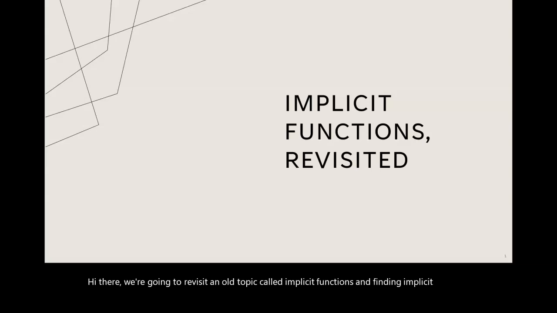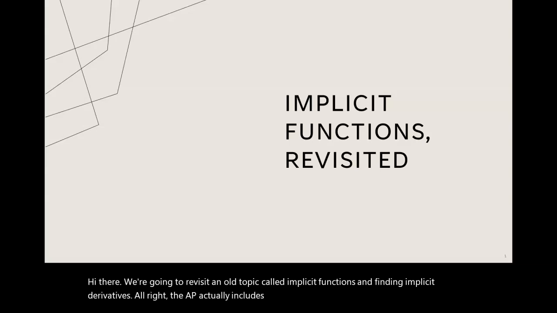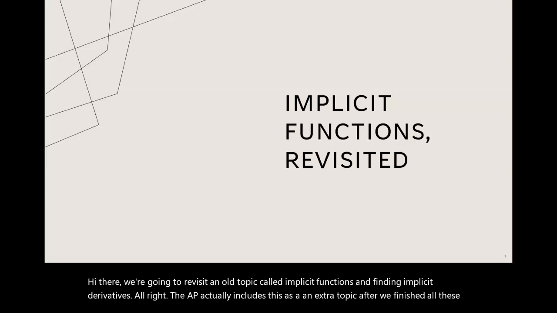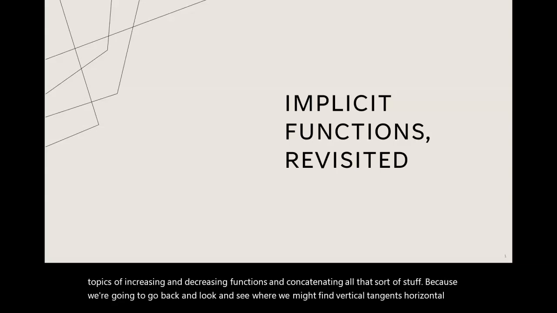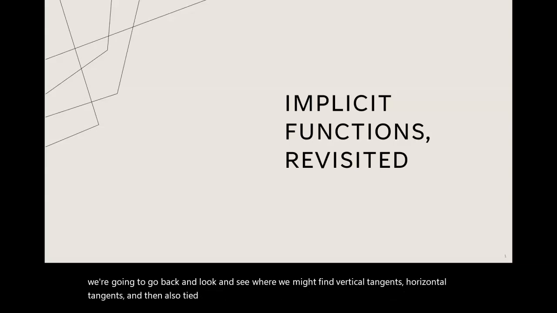Hi there. We're going to revisit an old topic called implicit functions and finding implicit derivatives. All right, the AP actually includes this as an extra topic after we finished all these topics of increasing and decreasing functions and concavity and all that sort of stuff, because we're going to go back and look and see where we might find vertical tangents, horizontal tangents, and then also tie it into where implicit functions are concave up and concave down. So here we go.